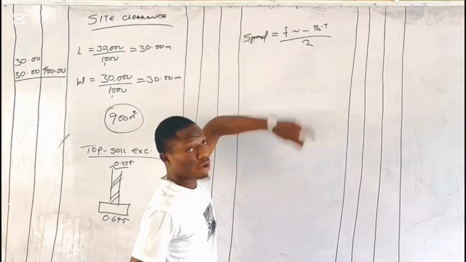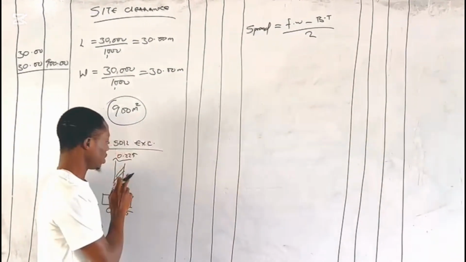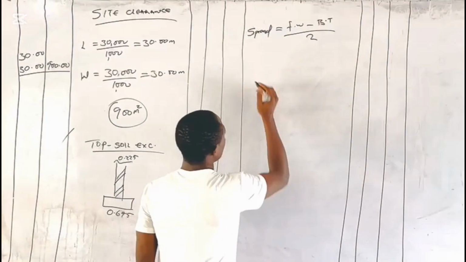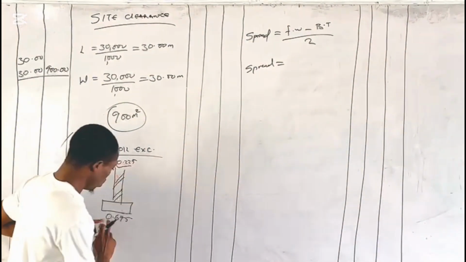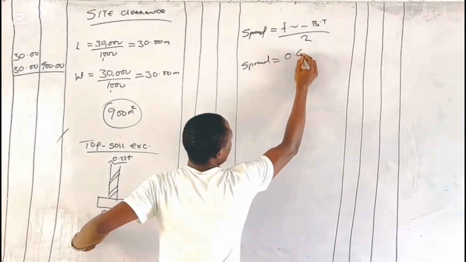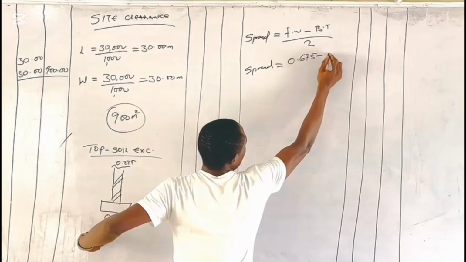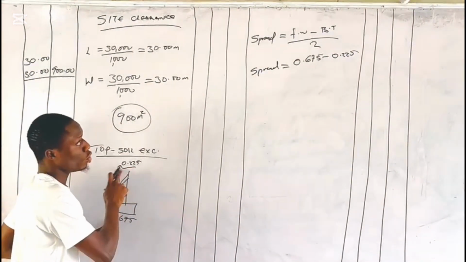The FW is your foundation width. Then the BT is your block thickness, just like the way it is illustrated here. And then you say your spread is equal to the width of your foundation here, which is 0.675, minus 0.225 as the thickness of your block. It is also illustrated here.